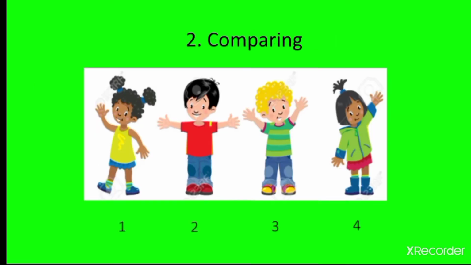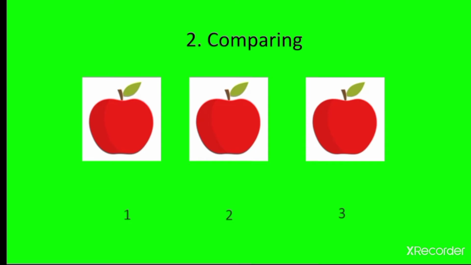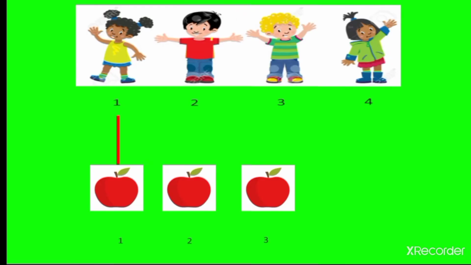Number 2, comparing. How many children can you see? Can you count with me? 1, 2, 3, 4. There are 4 children. How many apples can you see? 1, 2, 3. Let's compare. 1 girl and 1 apple. 1 boy and 1 apple. Another boy and 1 apple. But what about the girl? She doesn't have an apple.